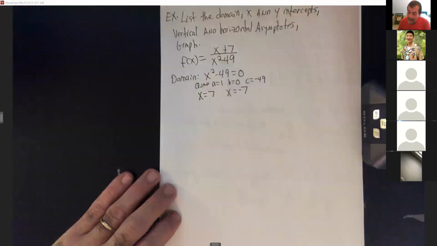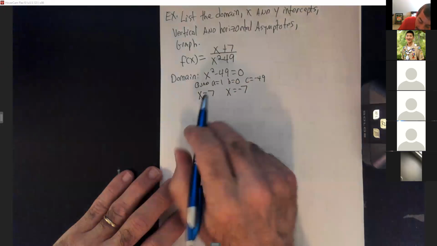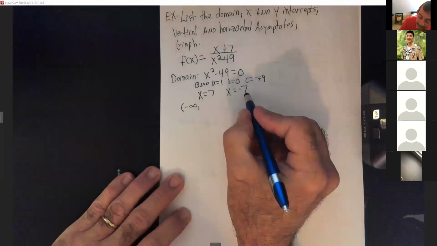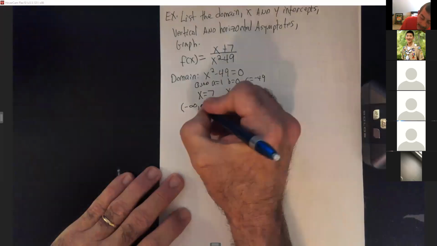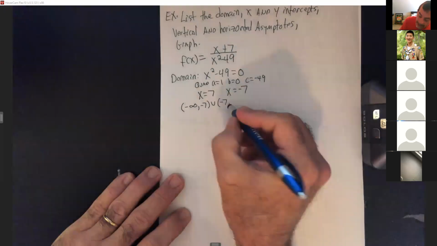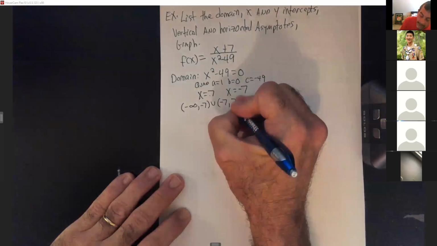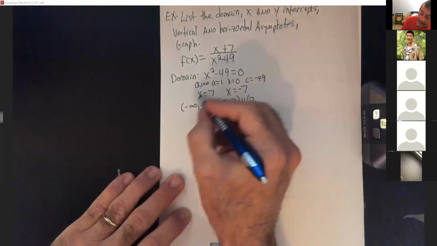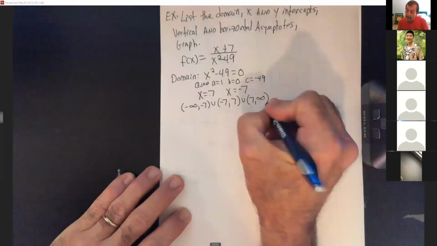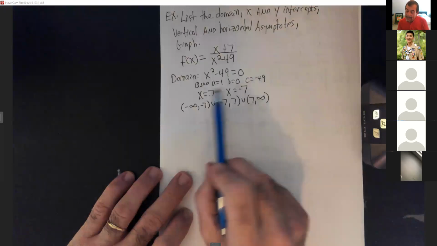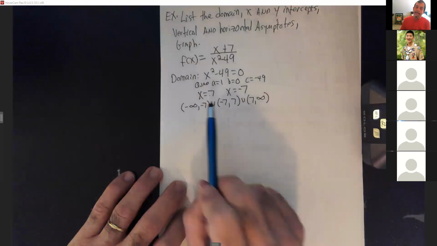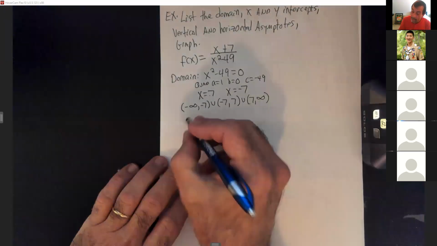So in the domain, I have to take out all these answers. My domain starts at negative infinity until I hit negative 7. Then I union around negative 7 until I hit positive 7. Then I union around positive 7 until I hit positive infinity. So when you have two x's in that denominator, you have to exclude both of them from the domain. All right, so that's what MATLAB wanted.